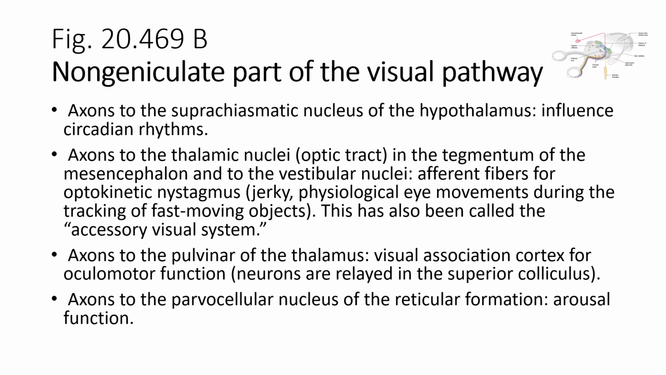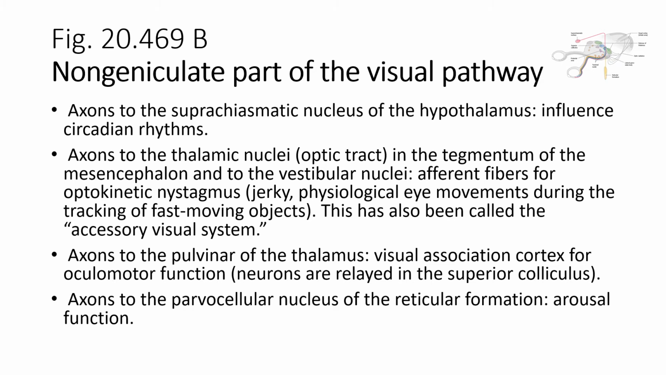So look at the word chiasmatic in there. So think optic chiasm, okay, supra above. So suprachiasmatic nucleus of the hypothalamus influence circadian rhythms. Now circadian rhythms, remember, are how we keep track of night and day. So axons to the thalamic nuclei, or the optic tract coming in the tegmentum of the mesencephalon, so midbrain area, and to the vestibular nuclei, afferent or sensory fibers for the optokinetic nystagmus.